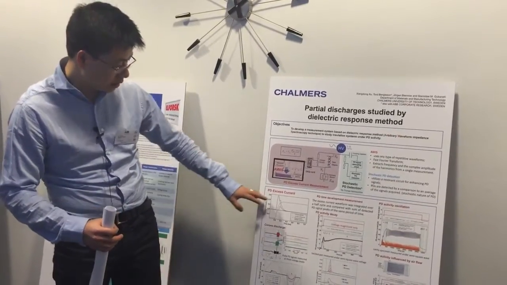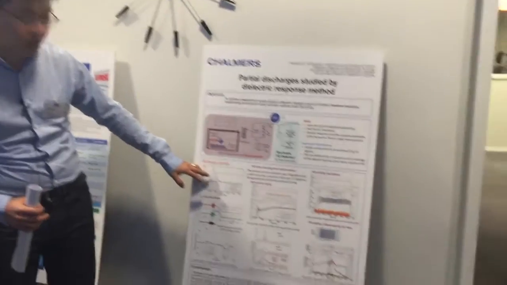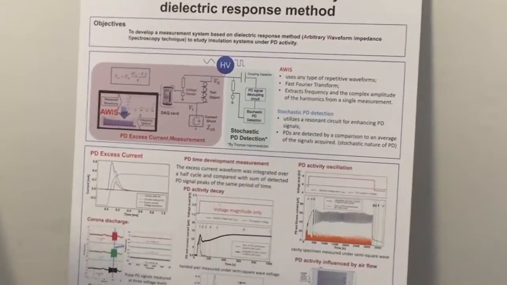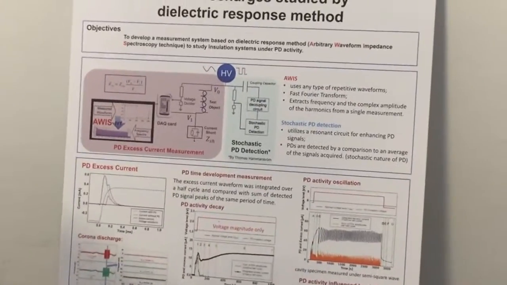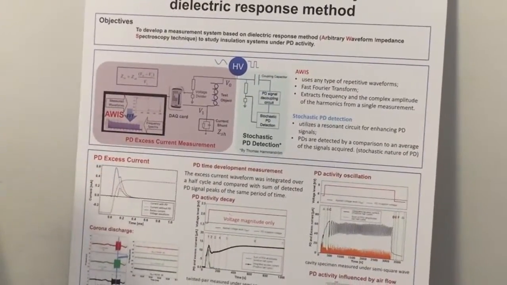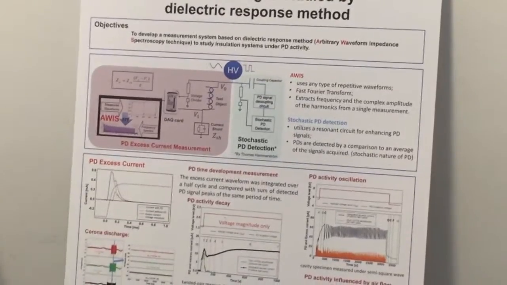This current basically is the difference between the current measured with voltage below the PD inception and above the PD inception, the difference between these two currents. So we can see the current contribution from the PD activity.